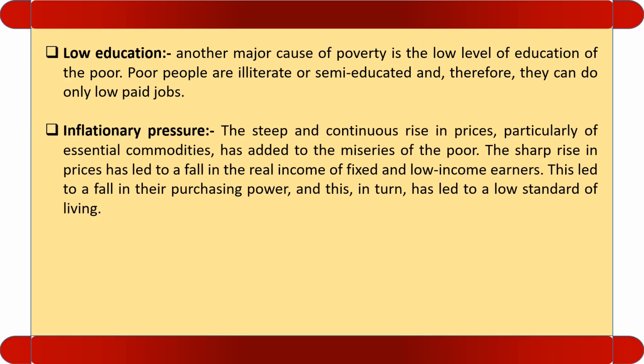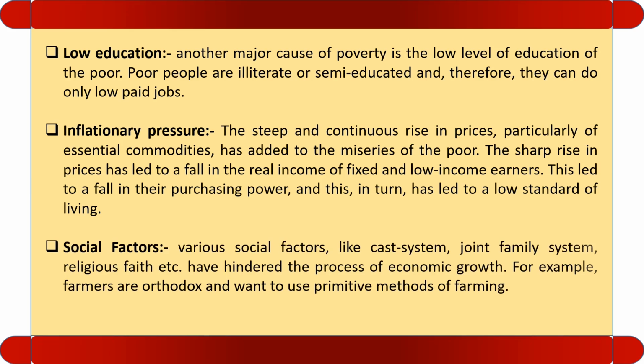The next is inflationary pressure. The steep and continuous rise in prices, particularly of essential commodities, has added to the miseries of the poor. The sharp rise in price has led to a fall in the real income of fixed and low income earners, and this led to a fall in their purchasing power, and thus in turn a very low standard of living. The next is social factor. Various social factors like caste system, joint family systems, religious faith, etc. have hindered the process of economic growth.